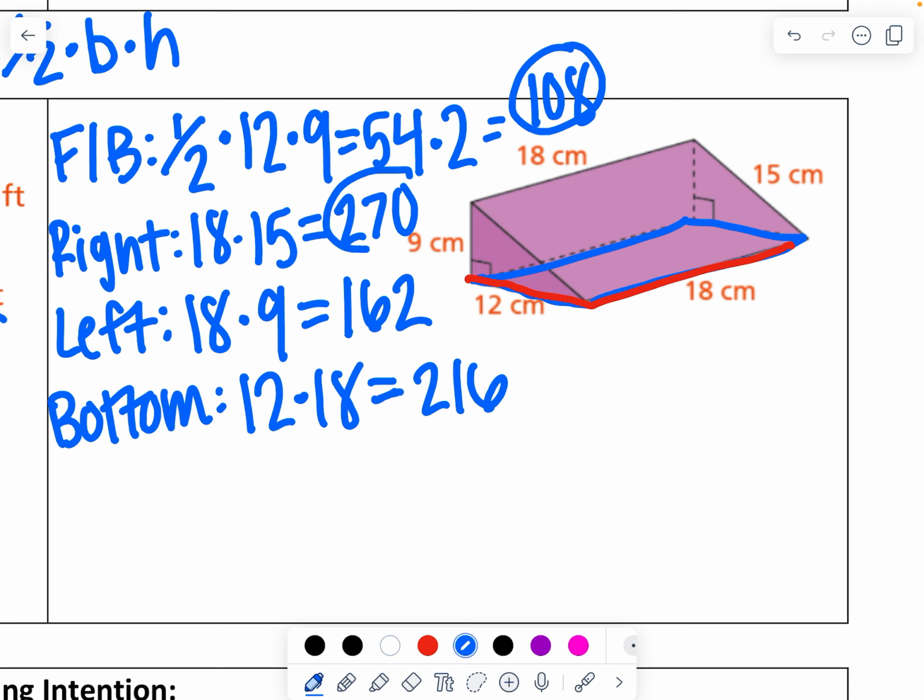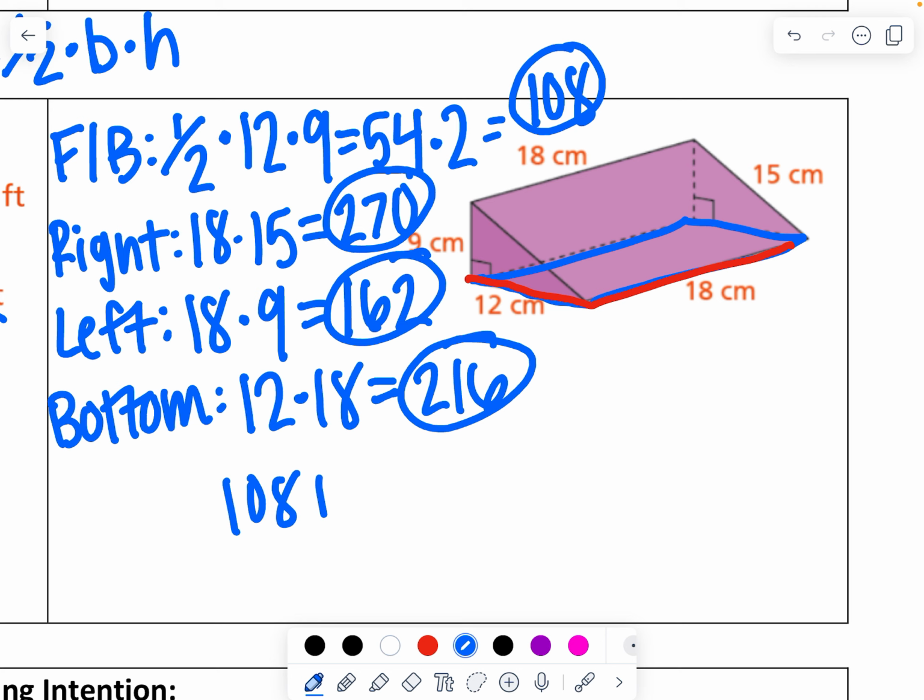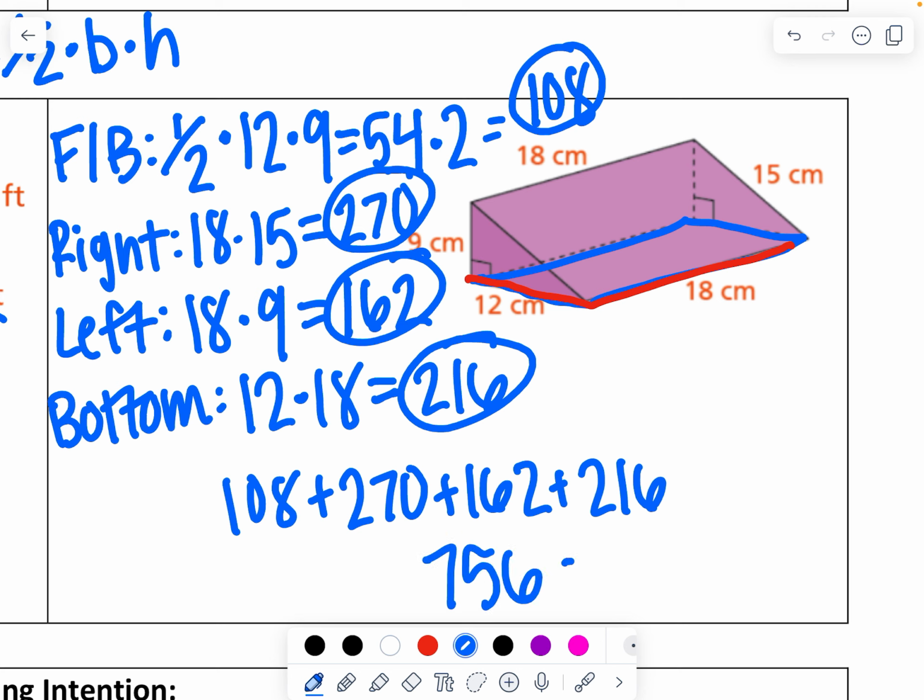So now I have all 5 faces, so I'm going to add them together. So 108 plus 270 plus 162 plus 216. And you should get 756 centimeters squared as your final answer.